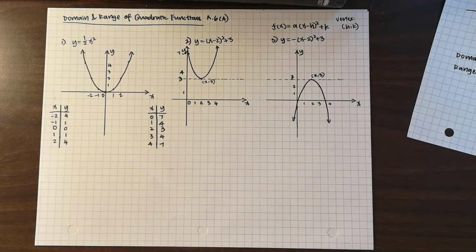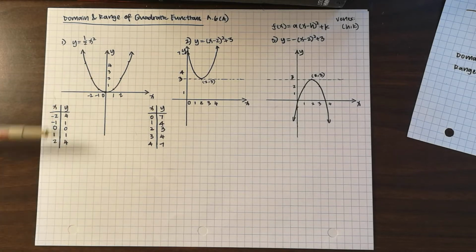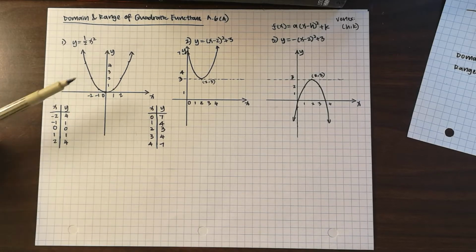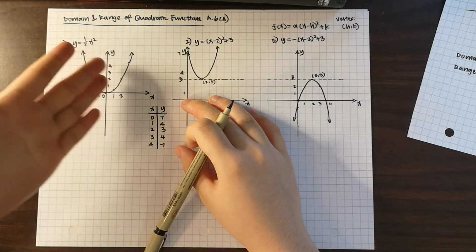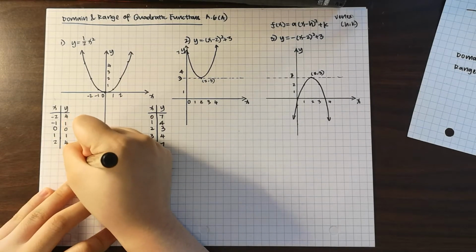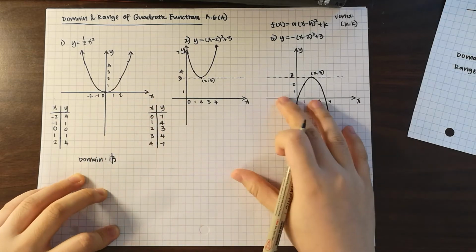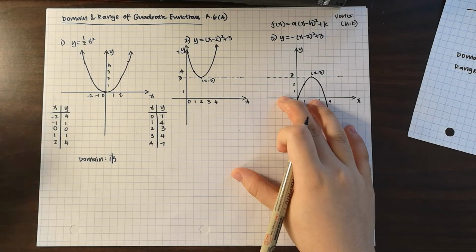So the first example is y = 1/2 x². Here is the graph, and here's our table of values. When we observe the graph, we see that the x values are all real numbers, because the arrows are going in both directions. So we write down the domain as all real numbers.